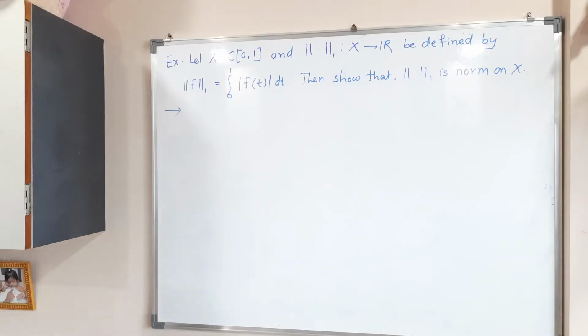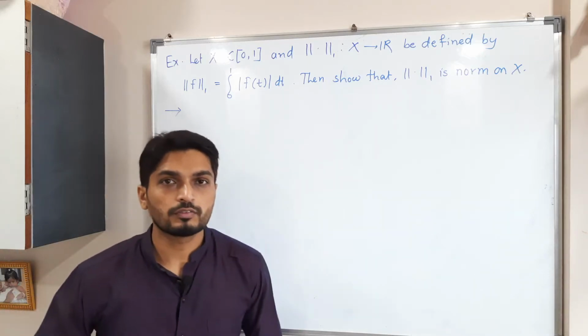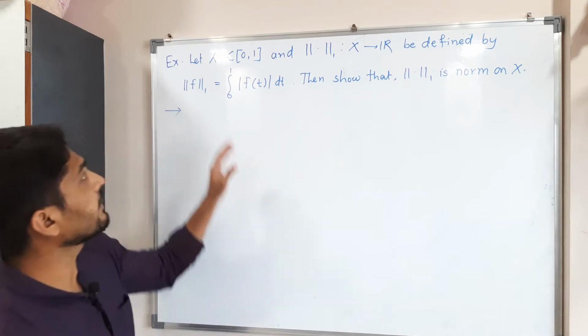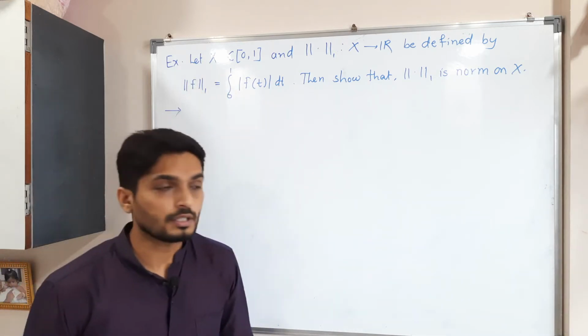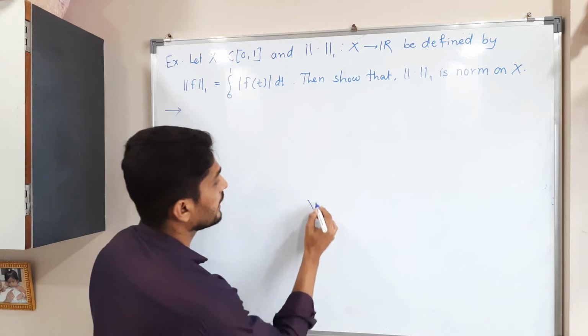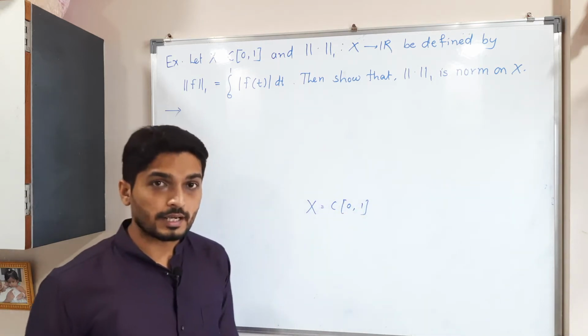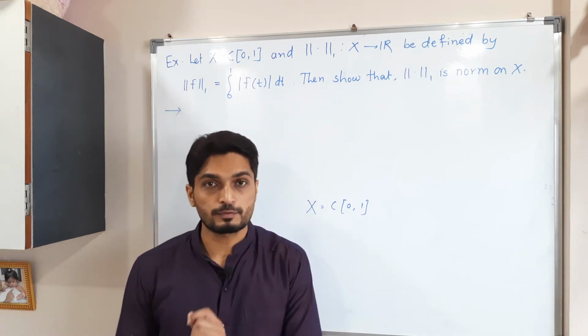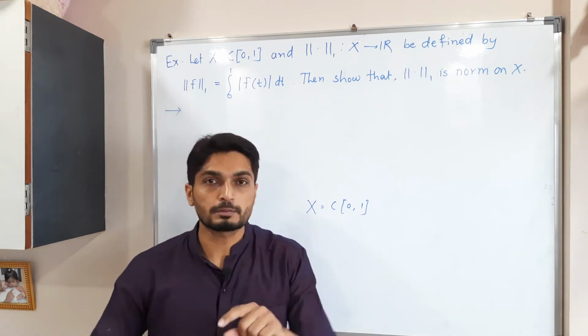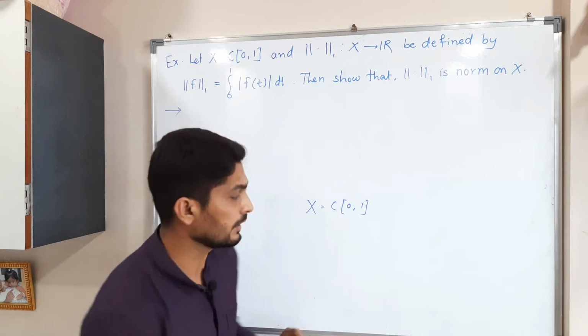Hi everyone, let us discuss this example of norm. In this example they have given a set x. See how they have defined x. X is nothing but C closed interval 0 1. C stands for the set of all continuous functions, right? And closed interval 0 1 means functions which are continuous on closed interval 0 1.